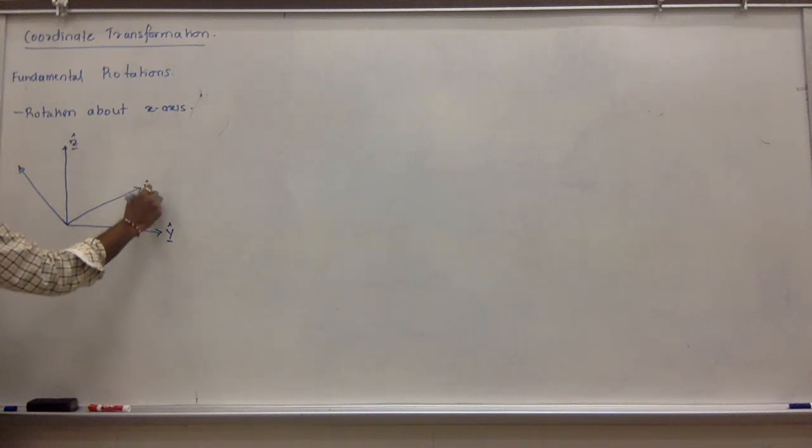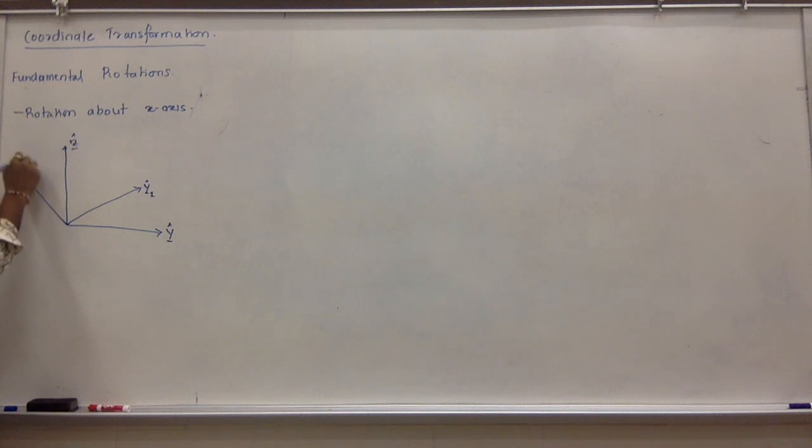This is y1, you can say. This is z1. Oh, you rotate counterclockwise? It's always right-handed sense. Right? If your x-axis is coming, this is that angle. This angle is the same, right?